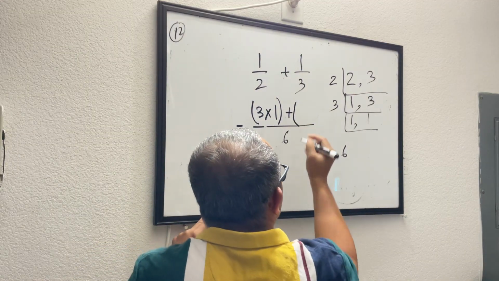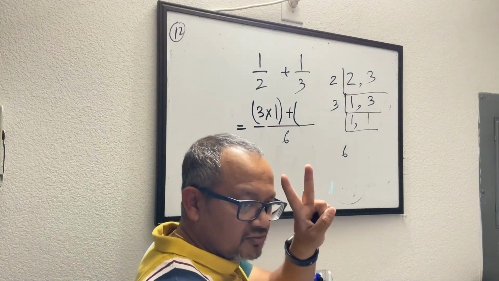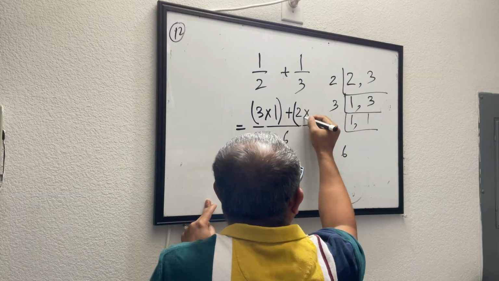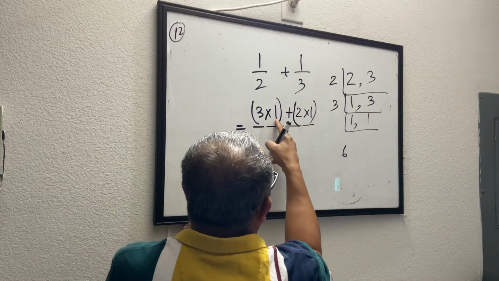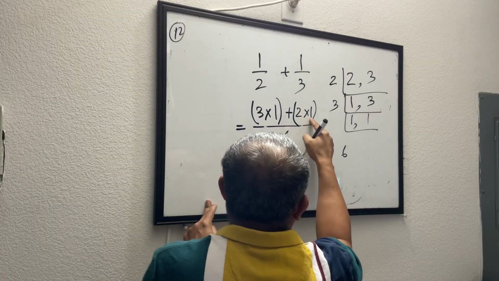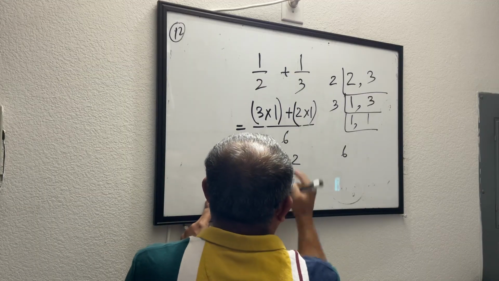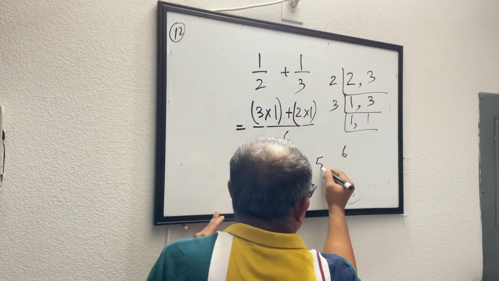Start with the bracket. How many times of 3 will give me a 6? 2. Write a 2. What do you have in the numerator? 1. Put it here. 3 into 1 is how much? 3. Plus 2 into 1 is how much? 2. Divided by 6. Which is 5 divided by 6 then.